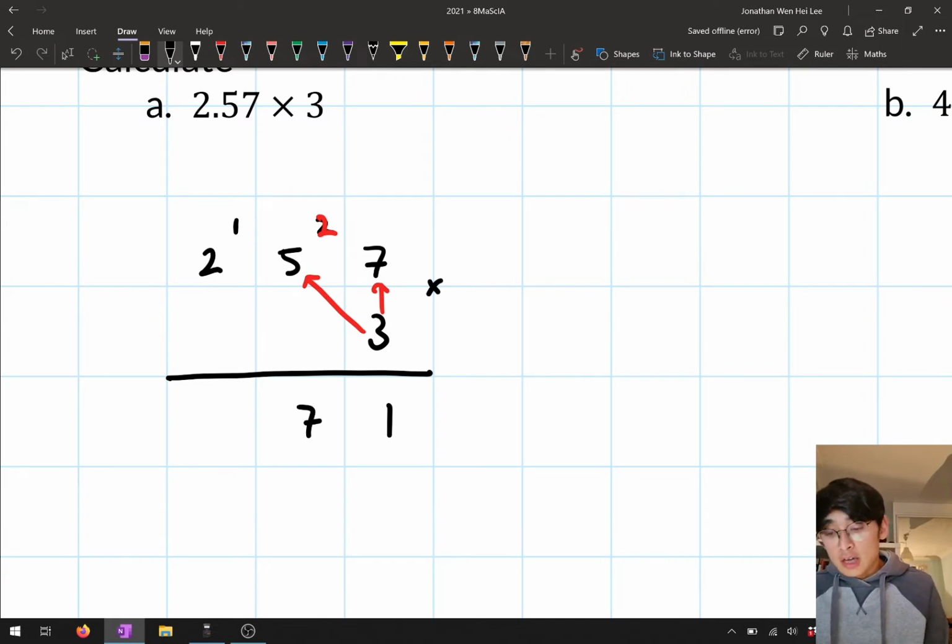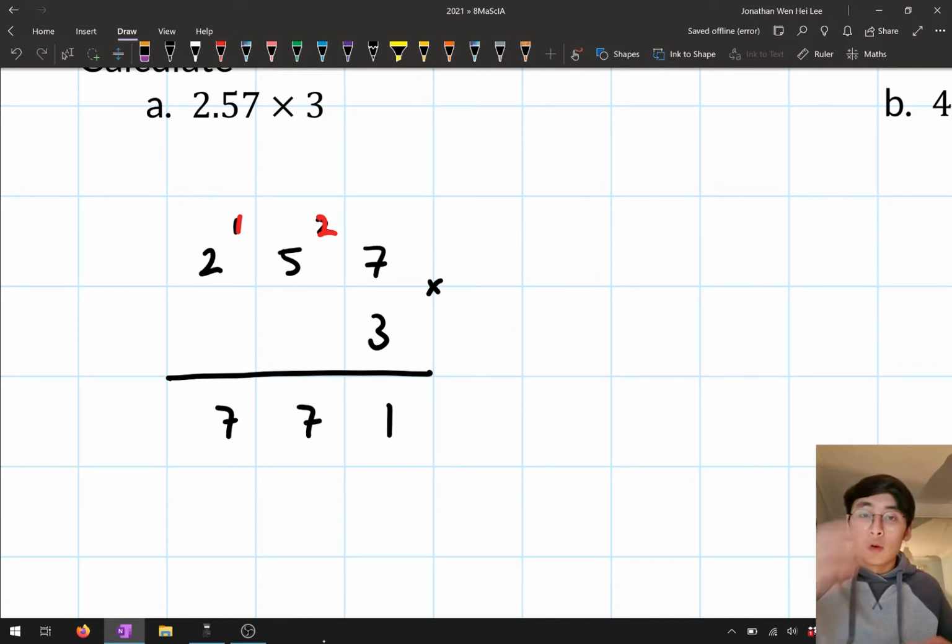Then I do 3 times 2. And so 3 times 2 gives me 6. And then I need to add on that extra 1 here. So that 6 plus 1 gives me 7. So here I got 771. So that is just how I do the multiplication. So do your multiplication like you normally would if you did long multiplication.